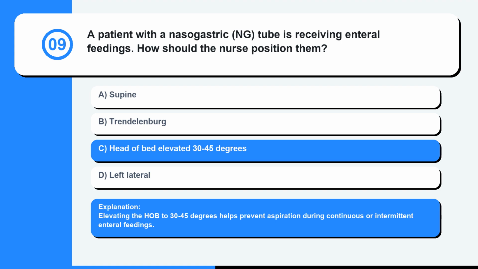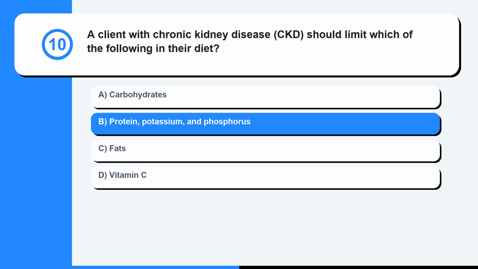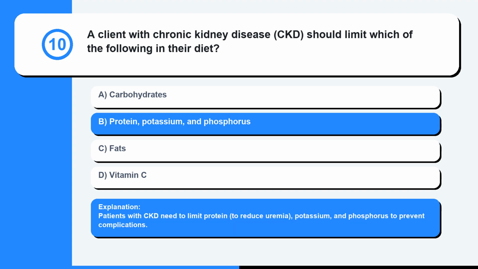Question 10. A client with chronic kidney disease, CKD, should limit which of the following in their diet? A. Carbohydrates. B. Protein, potassium, and phosphorus. C. Fats. Or D. Vitamin C. The correct answer is B. Protein, potassium, and phosphorus. Patients with CKD need to limit protein to reduce uremia, and potassium and phosphorus to prevent complications.